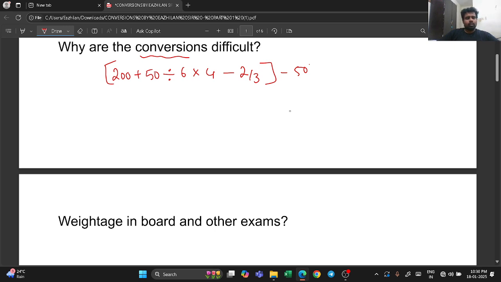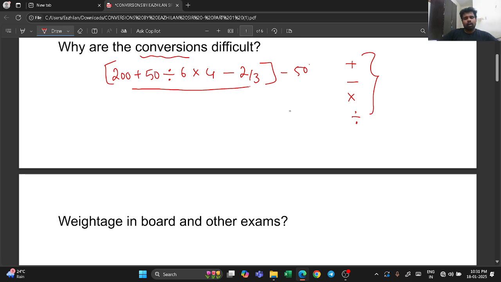The reason is the first standard student might not know the basic arithmetic operations like addition, subtraction, multiplication, or division. So if you have to solve this question, you need to know all these arithmetic operators, which are the basics of mathematics.